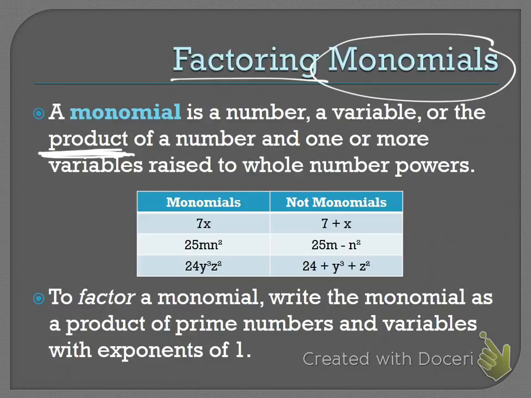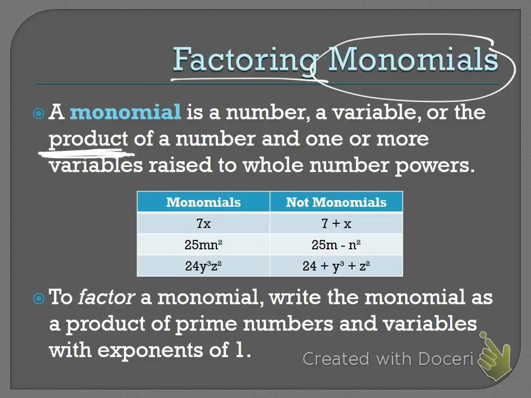Did it say the sum or the difference? No, it said the product. So it has to be multiplication. It cannot be addition, subtraction, or division. It's got to be multiplication in order to count as a monomial. So when I factor it, I'm going to write the monomial as a product of the prime numbers. What does that mean? It means do the prime factorization. And the variables with exponents of 1. What does that mean? That I break down.